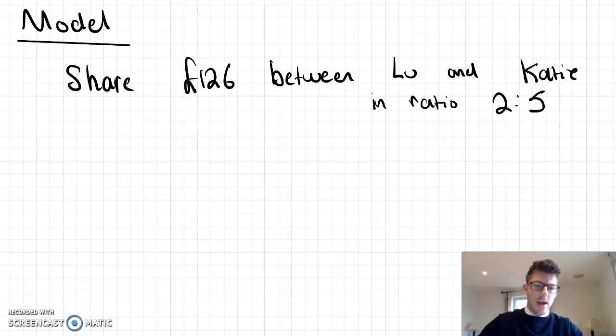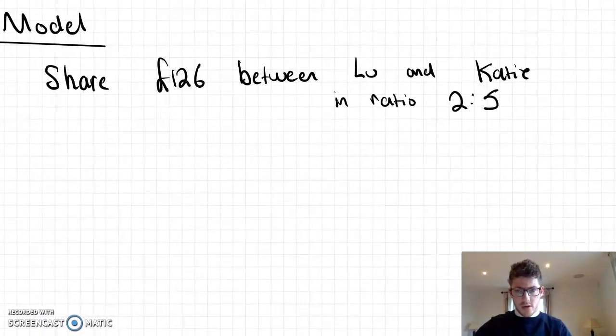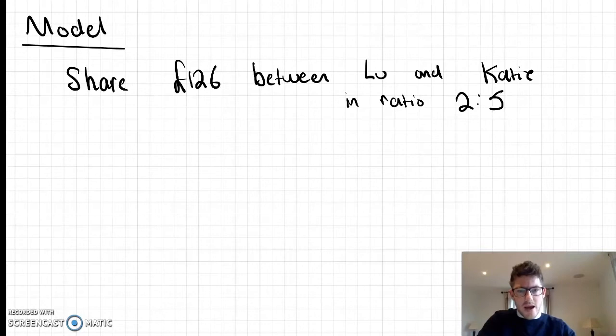Okay, let's have a look again at ratios for today's lesson. So we're going to start with a model to avoid any persistent learning. We're going to share £126 between Lou and Katie in a ratio of 2 to 5.